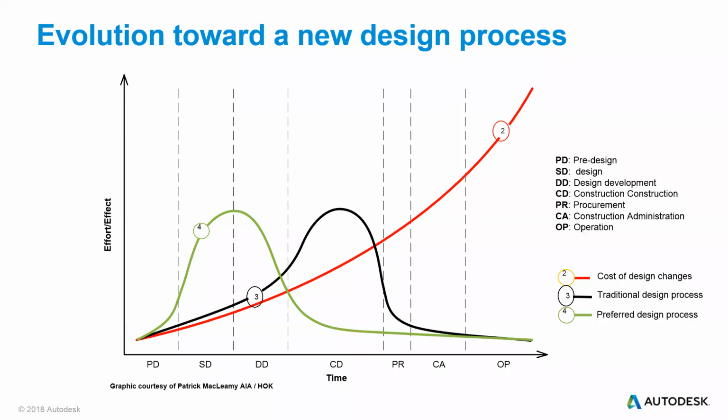So just looking at, I suppose, the McLeamy curve, some of you may be familiar with it. It's thrown up quite a lot, even in Europe and the US as well. And I suppose it looks at the evolution towards a new design process. So what we see here is the red line is the cost of design changes as our project progresses from early design stage at PD and moves across into our construction and OP stage, our operation stage.